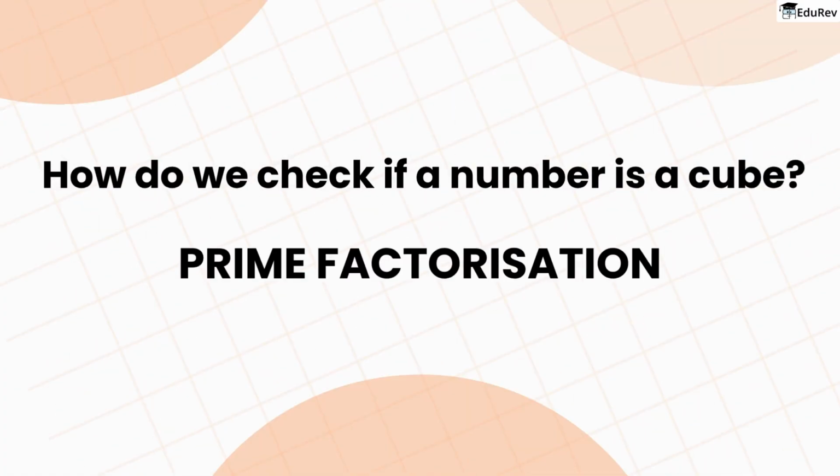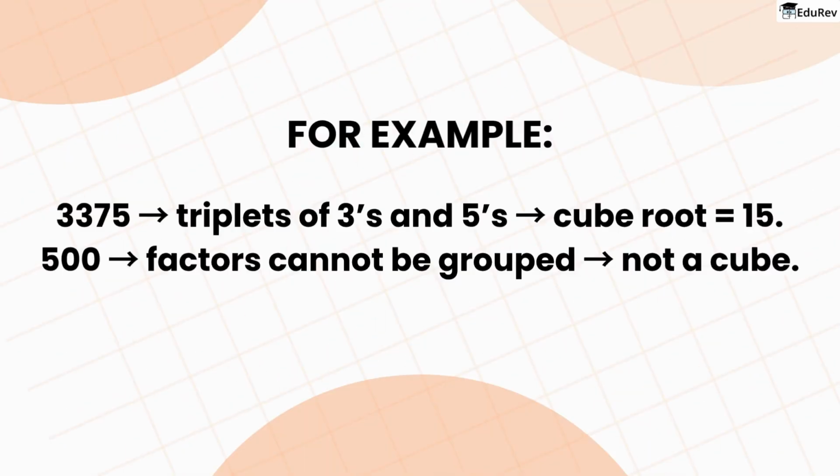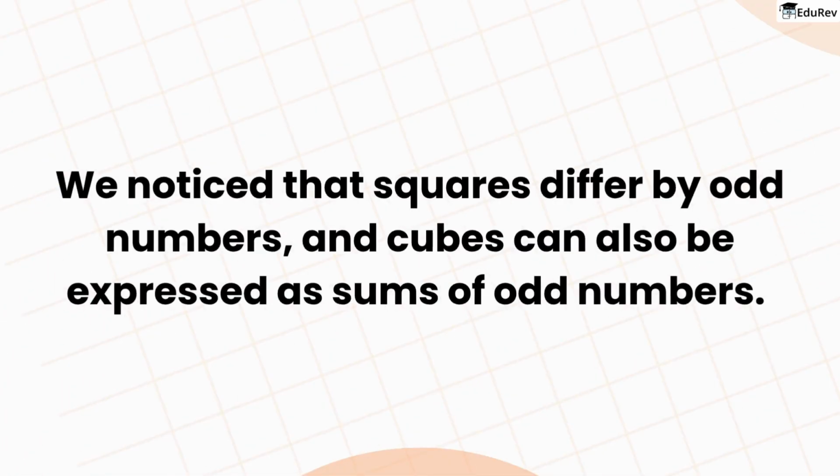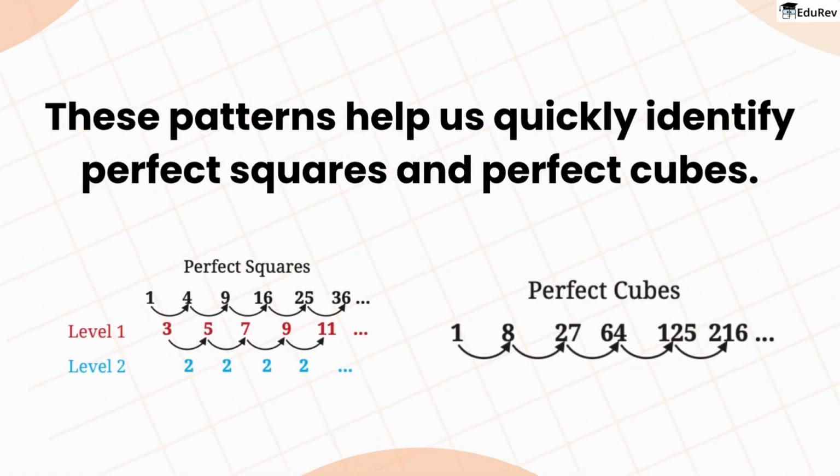We use prime factorization. If the prime factors can be grouped into triplets, then it's a cube. For example, 3375. Its factors form triplets of 3s and 5s, so the cube root is 15. But 500. Its factors cannot be grouped into triplets, so it is not a cube. Successive differences. We noticed that squares differ by odd numbers, and cubes can also be expressed as sums of odd numbers. These patterns help us quickly identify perfect squares and perfect cubes.